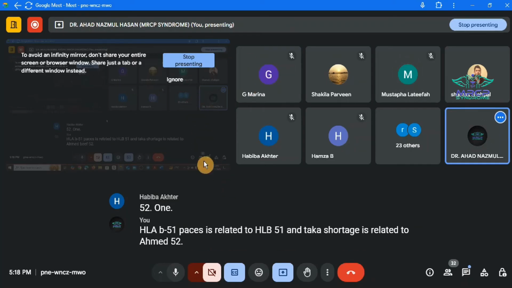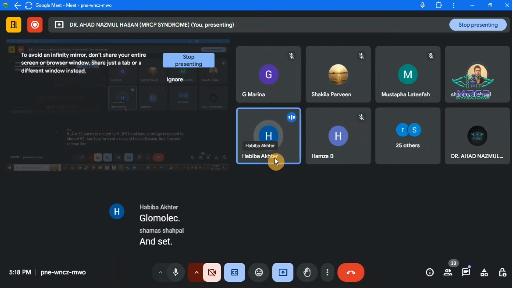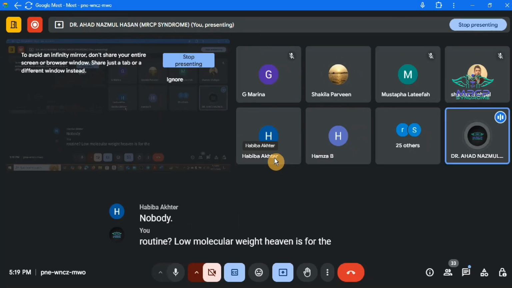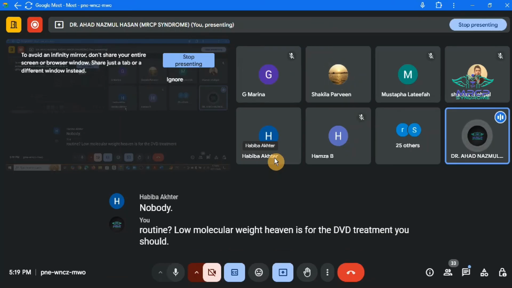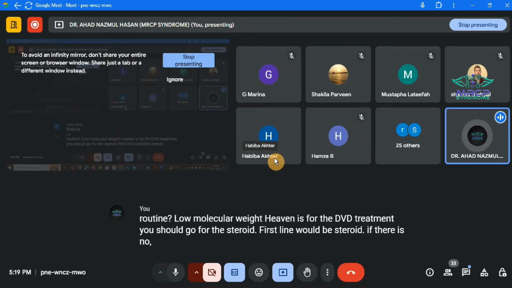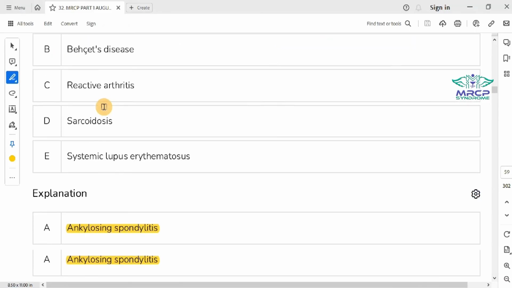And how do we treat a case of Behçet's disease? First line and second line. Low molecular weight heparin? No. Why should we not use low molecular weight heparin? Low molecular weight heparin is for the thromboembolic DVT treatment. You should go for the steroid. First line would be steroid, prednisolone. If there is no response to steroid, go for the steroid-sparing azathioprine. Second line would be azathioprine.